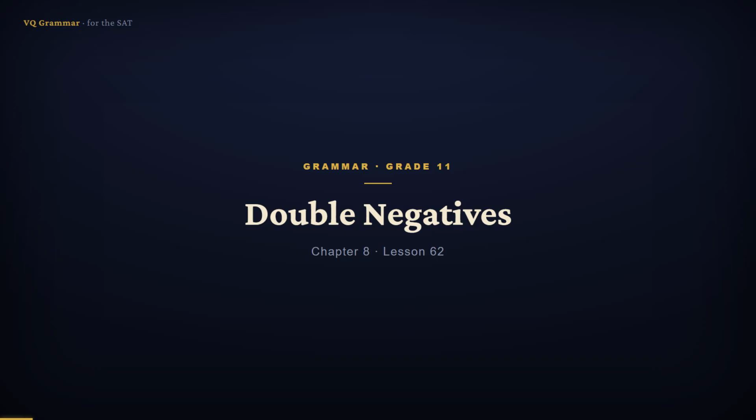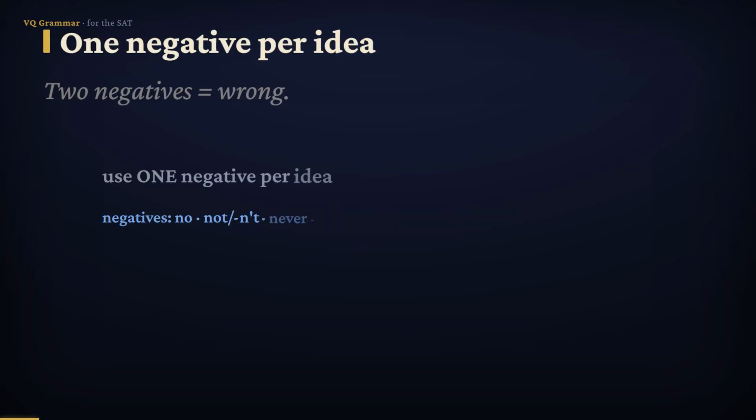Today, double negatives. A double negative is two negative words used together in one clause to express a single negative idea. Standard English uses only one negative per idea. The negatives to watch are no, not, including the n't contractions, never, none, nobody, no one, nothing, and nowhere.